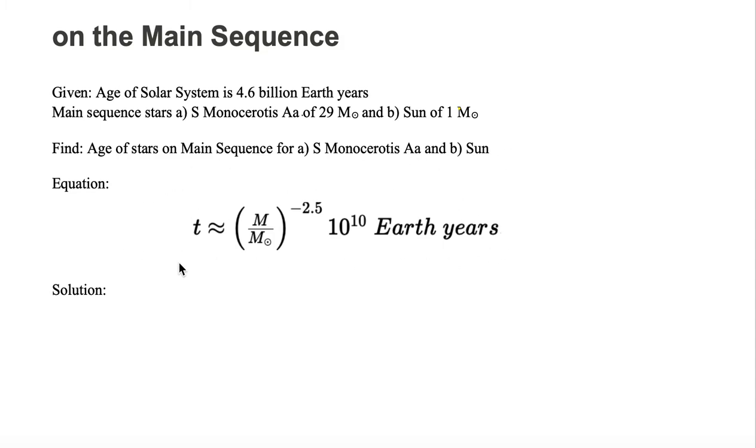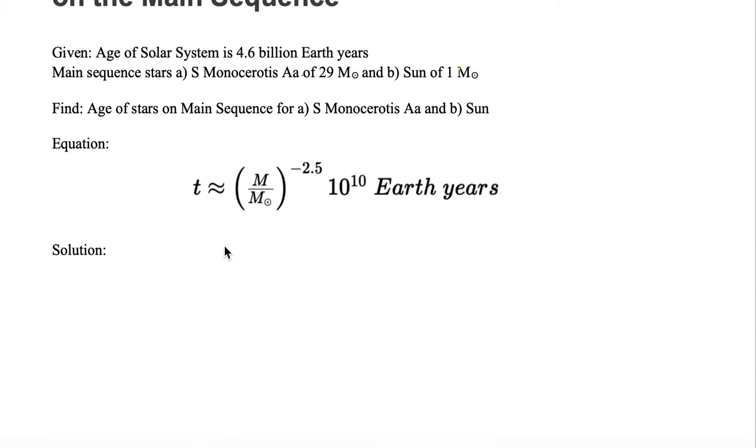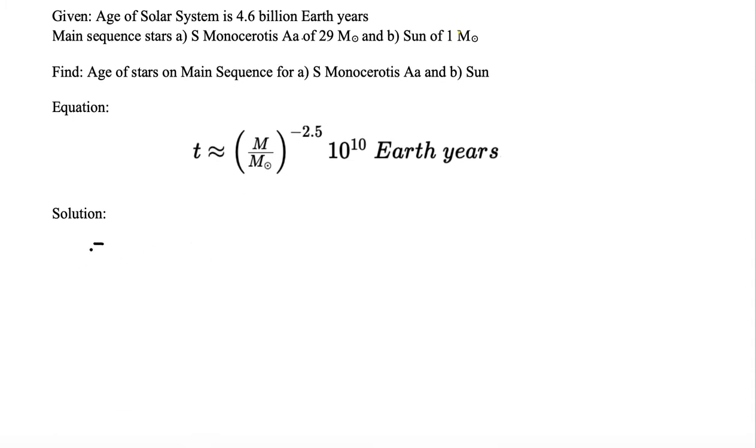We're also given an equation where T is approximately equal to, open parentheses, M divided by solar mass, close parentheses, to the minus 2.5 power, times 10 to the 10th Earth years. So let's see how we can solve this. Let's first solve for S Monocerotis.